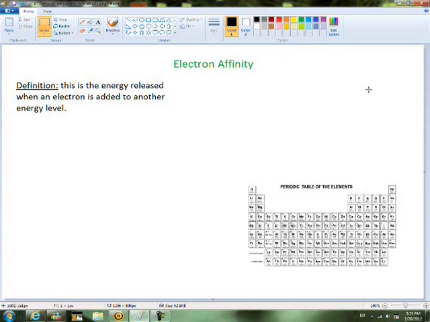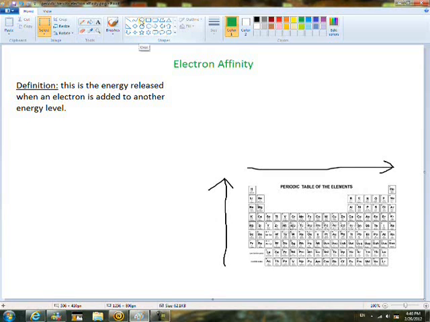Now let's have a look at electron affinity. This can be defined as the energy released when an electron is added to another energy level. Let's have a look at the periodic table now. As you go to the right of the periodic table, the electron affinity will increase. And as you go up the periodic table, the affinity will increase.